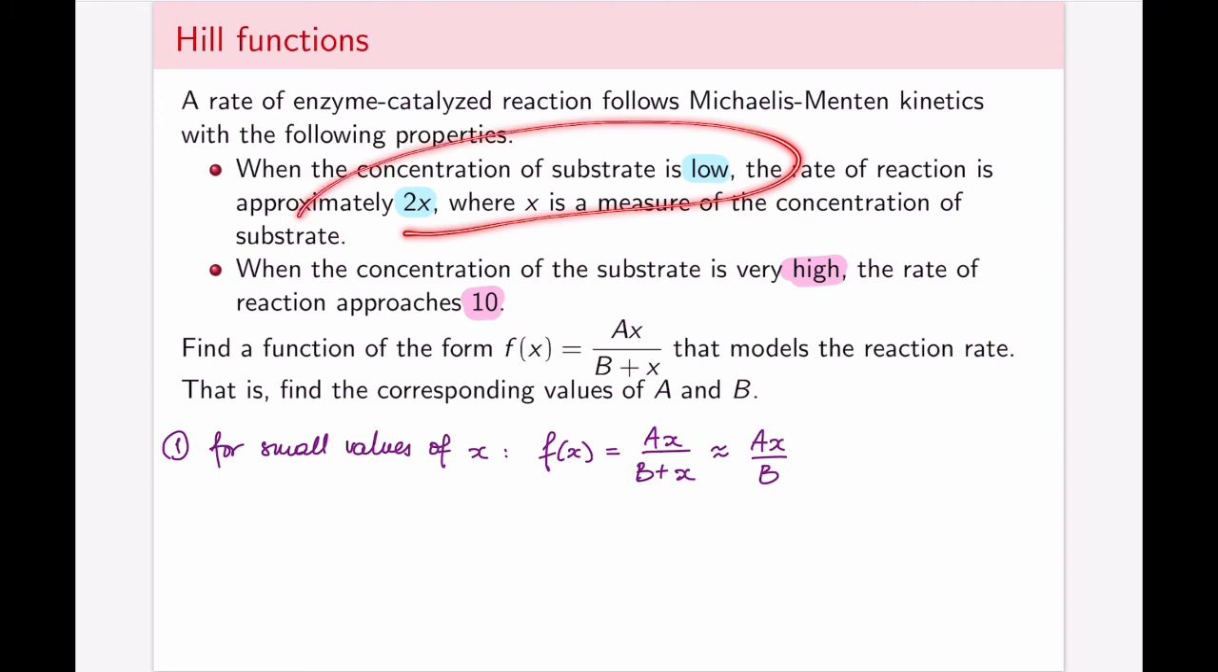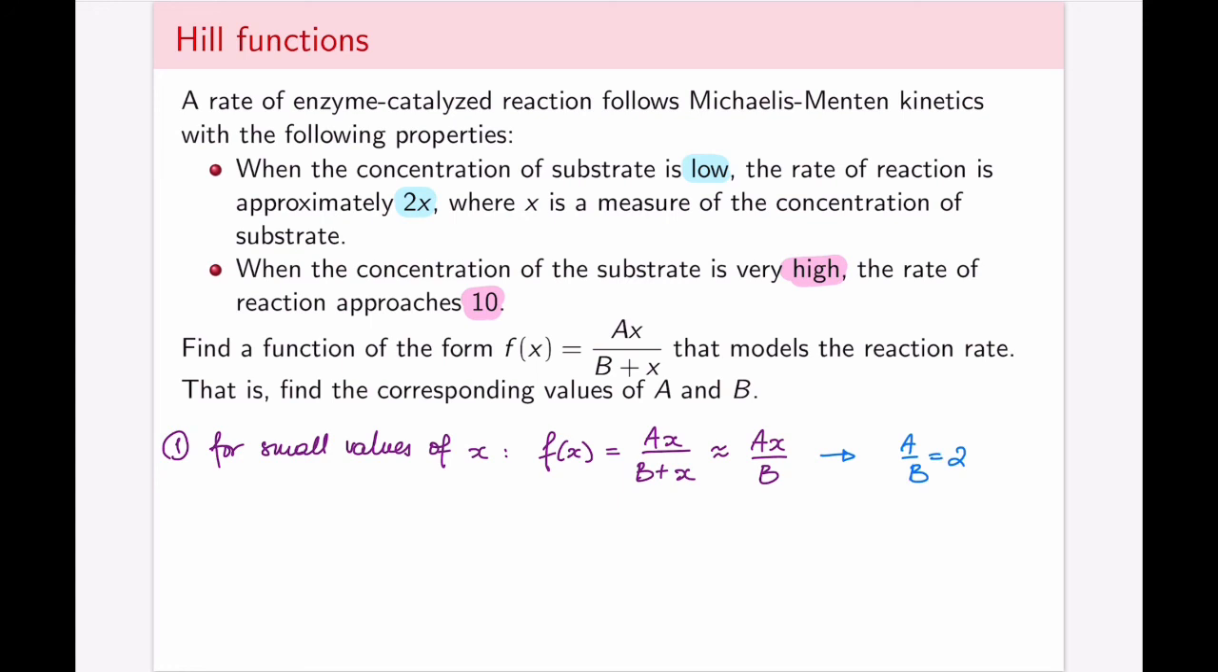What the information is telling me is that for low concentration, so small values of x, my function has to be approximately 2x. So that means that ax over b has to be approximately equal to 2x. So I know that a over b is actually equal to 2, right? I can get rid of the x's here. A over b is 2. Excellent. Let me move this a little bit over so it's less awkward.